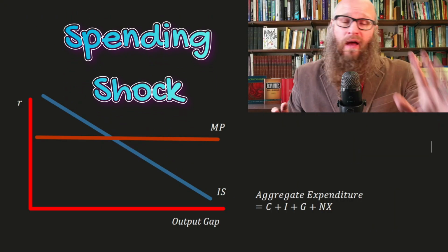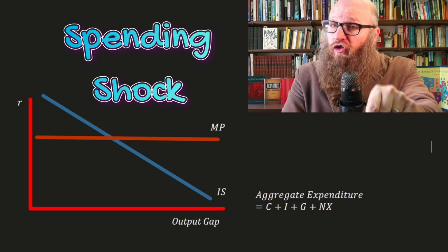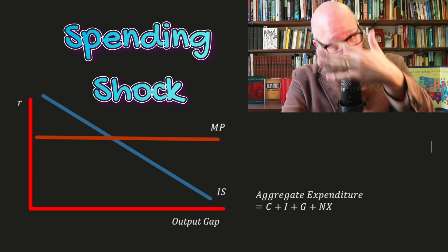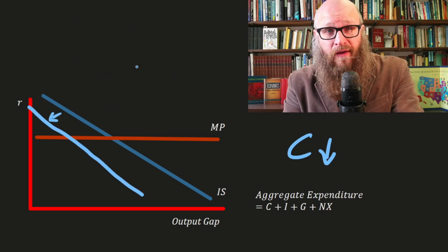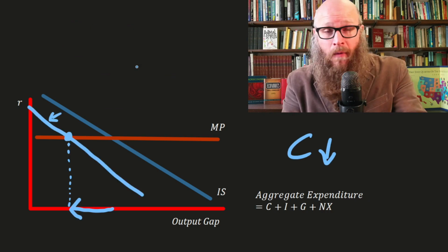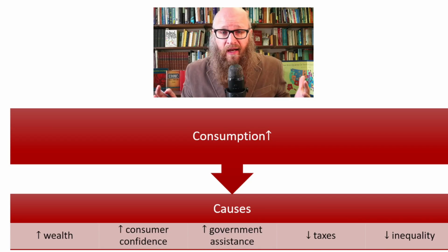Anything that affects consumption, investment, government expenditures, or net exports is going to move that IS curve, either positive or negative. So let's say consumption drops. That will move our investment savings curve to the left, which means we will have a more negative output gap. This can cause a recession. In fact, we have a bunch of different things that can influence consumption.